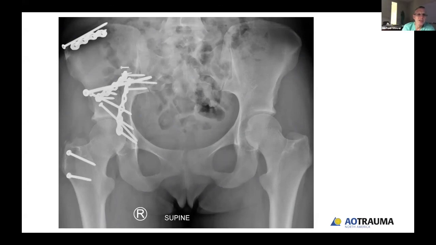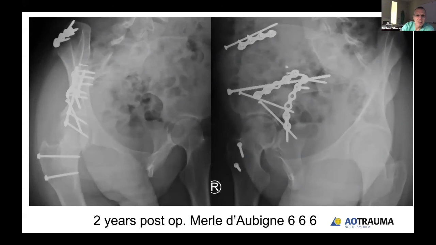So this is the patient at 2-year follow-up, maintained reduction, and actually an excellent functioning hip, back in college with no complaints, and actually back to sports. So thank you. Yeah, that's a great case.